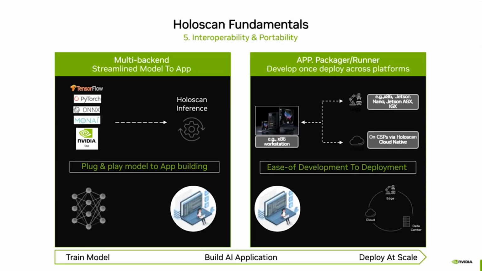And finally, interoperability and portability are provided through multi-backend AI model-to-app capability and an application packager and runner. Model-to-app provides a plug-and-play model-to-application building capability, and the app packager and runner use container technology to package and run applications for ease of deployment across multiple platforms. This is through building something called a Holoscan application package, which was modeled after the MONAI application package design.